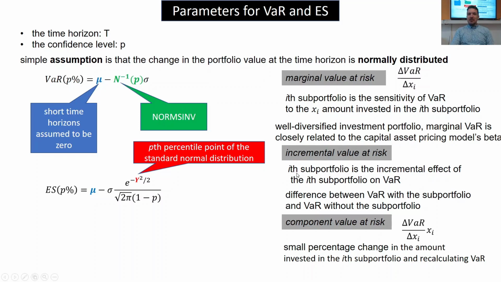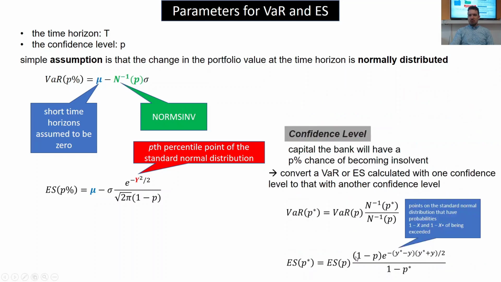Incremental value at risk. So it is the incremental effect of the sub-portfolio: the difference between VaR with the sub-portfolio and the VaR without the sub-portfolio. So practically we are checking what happens with the portfolio if we are removing some parts. Component value at risk: a small percentage change in the amount invested in the sub-portfolio and recalculating VaR. So how can we move back and forth if we are changing? But in this case, this is highly the same as marginal value at risk.